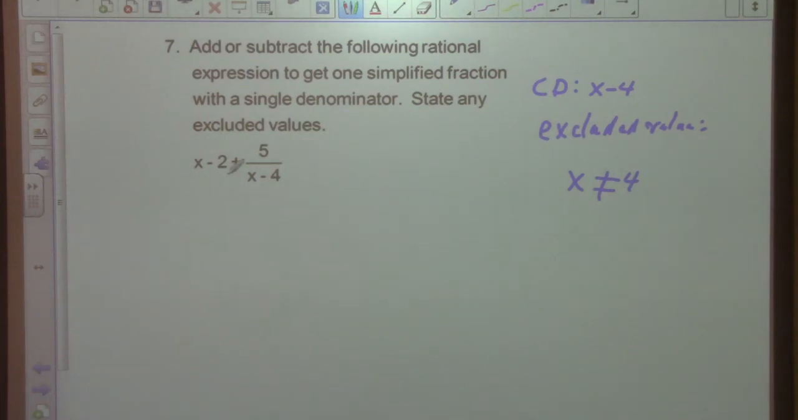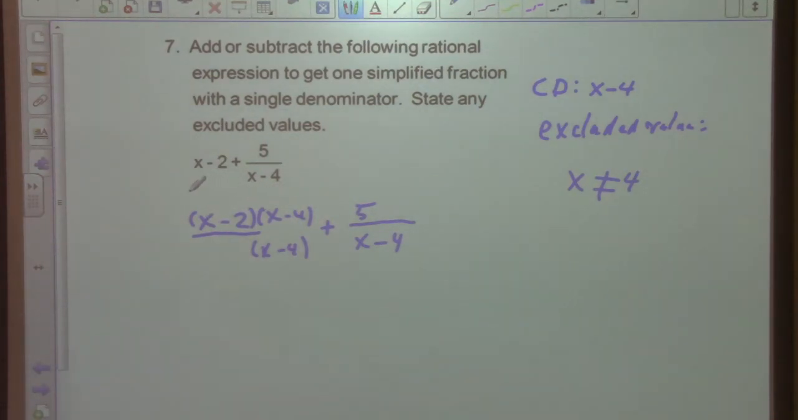What the people in 7th period and 2nd period did is write this x minus 2 over 1, and then multiply this by x minus 4 over x minus 4. And then bring over this plus 5 over x minus 4. Okay? So what is this going to simplify to?